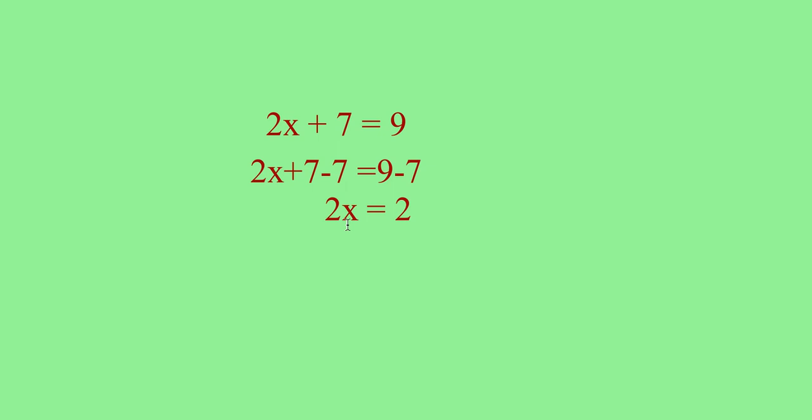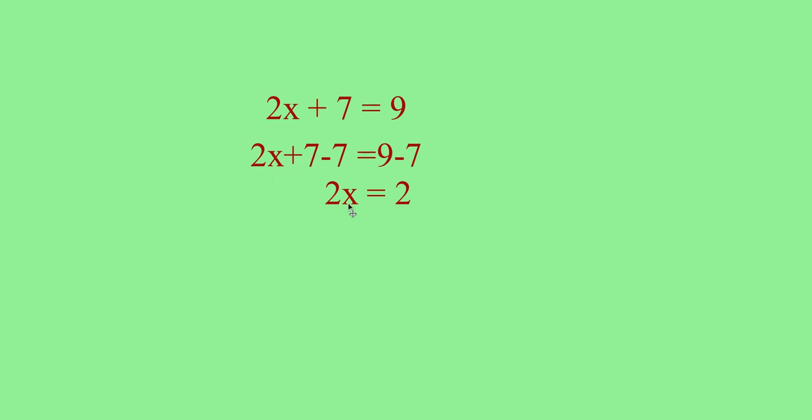Now to get x, you have to remove this 2. 2x means 2 into x. So to remove this 2, you have to divide both sides by 2. Now what will you get? 2x by 2, 2 cancels, you will get x. 2 by 2 you will get 1. So we get x is equal to 1.